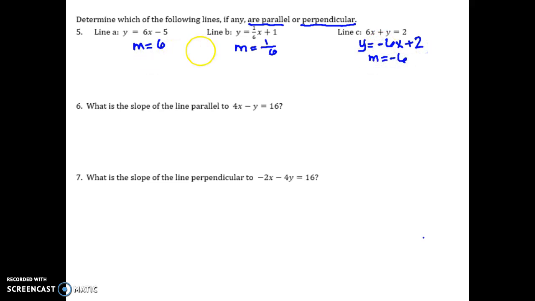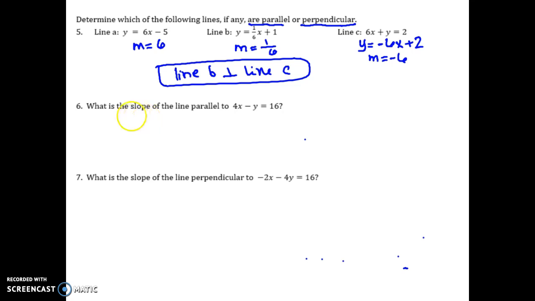Okay, so if you look at the three slopes, none are the same, so none of them are parallel. But if you notice, B and C are actually negative reciprocals. So we've got 1/6 and we have negative 6. So we can say that line B is actually perpendicular to line C.